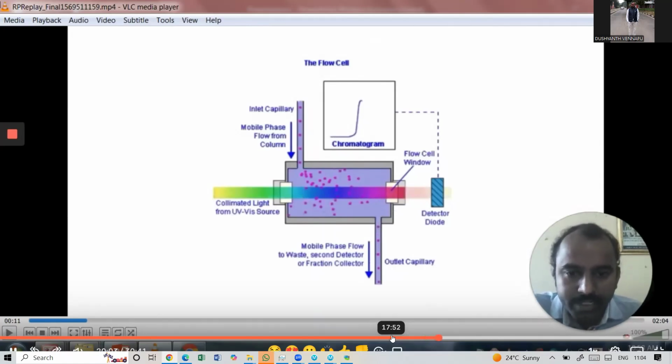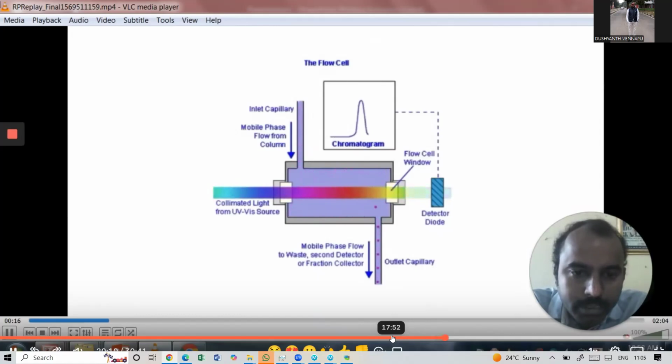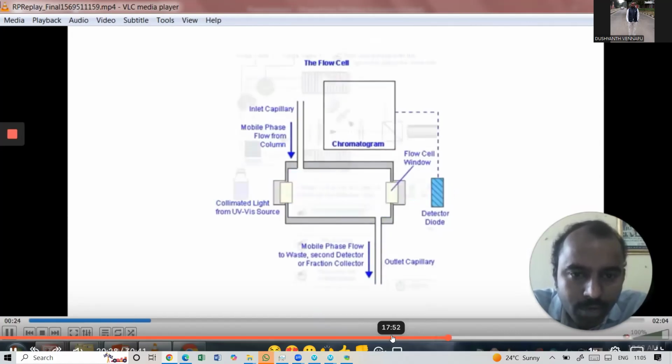Here the first detector is your UV visible detector that will identify based upon the lambda max of your component, as well as the absorption principle, that is Beer-Lambert's law. As the flow moves through the system, the chromatogram progresses based upon the lambda max. There are different types of UV detectors: a simple UV, sometimes a dual wavelength detector, or sometimes a PDA.